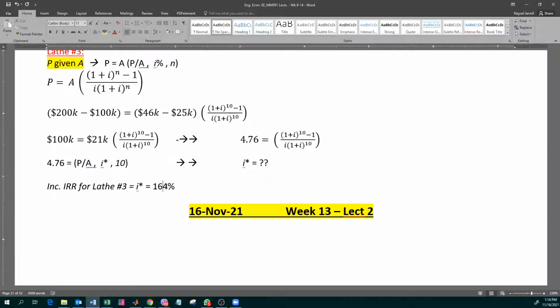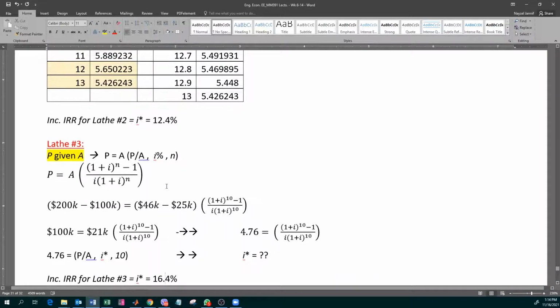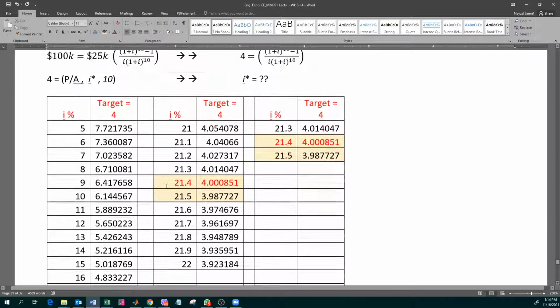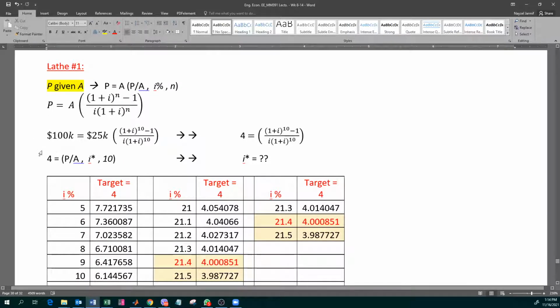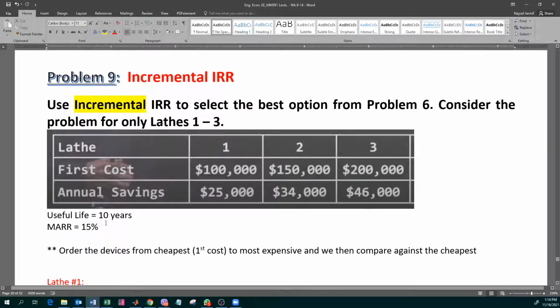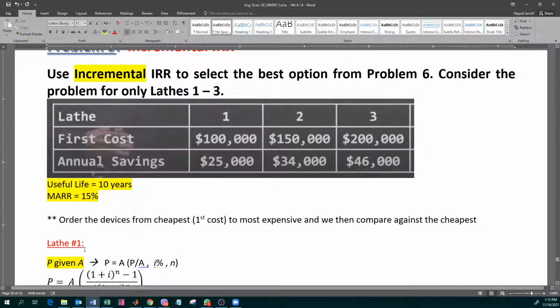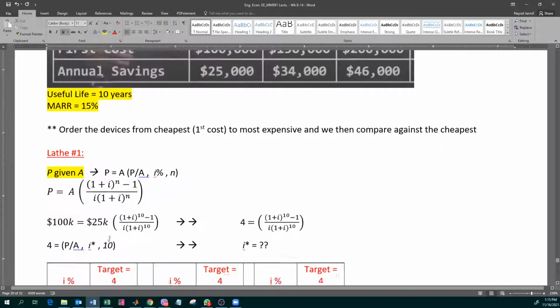Now, that's not the end of the story. Let us now remember, the question had clearly indicated a particular MARR. The MARR is 15%. The MARR was 15%.